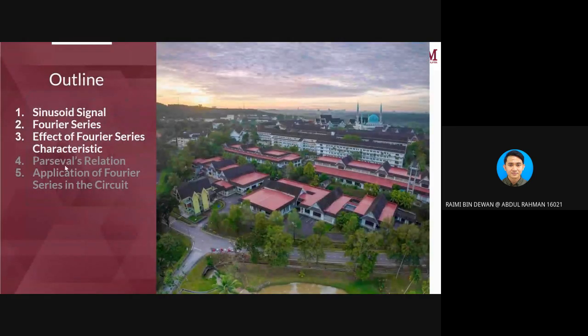So this is the outline of today's lecture: sinusoidal signal, Fourier series, effect of Fourier series characteristic.